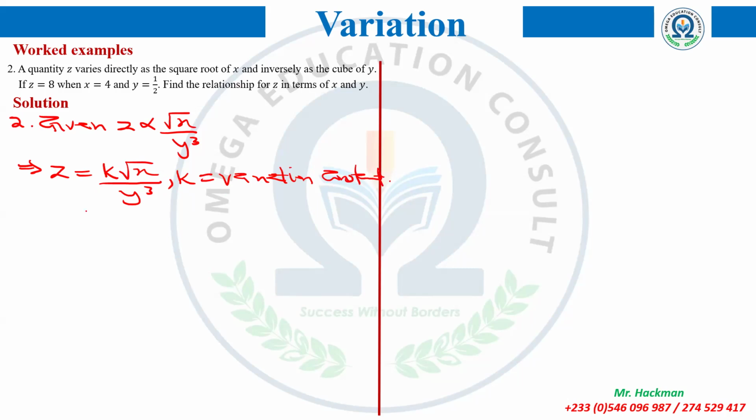Okay, so now what do we do? We want the relationship for z in terms of x and y. Z is in terms of x, y, and k. So again, we need to go and find the value of k.